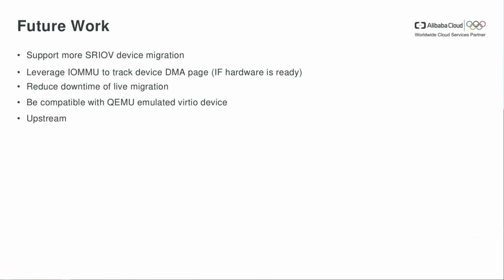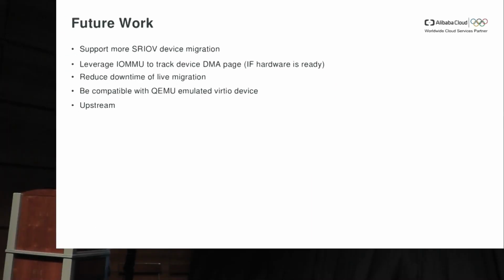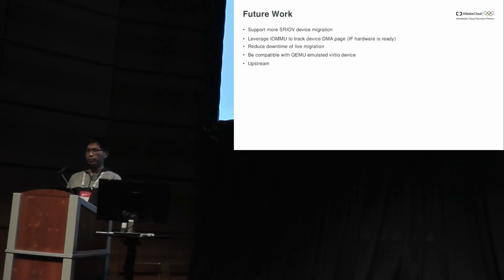Some future work. In this talk, I just show examples of how to enable RAM migration with a pass-through device. I hope more SR-IOV devices can support RAM migration. Also, we can leverage the MMU to check dirty device DMA pages if hardware is ready. Also, we should reduce the downtime of RAM migration because we need to sync the device dirty bitmap. It's an extra action in the general RAM migration flow.